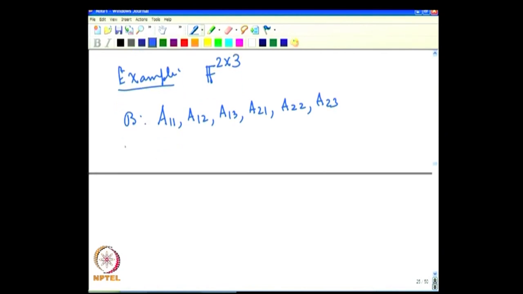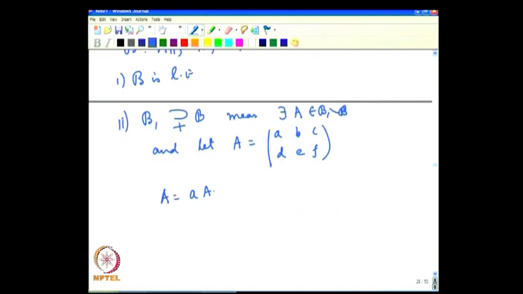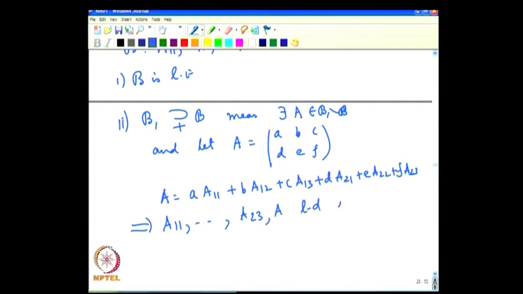Then B is linearly independent, and B1 contains B, which means there exists a matrix in B1 which is not in B. Let A be a 2 by 3 matrix with entries a, b, c, d, e, f. As we have seen before, A can be written as a A11 plus b A12 plus c A13 plus d A21 plus e A22 plus f A23, which means the matrices A11 up to A23 and A are linearly dependent, and these are all in B1. That says B1 is linearly dependent.